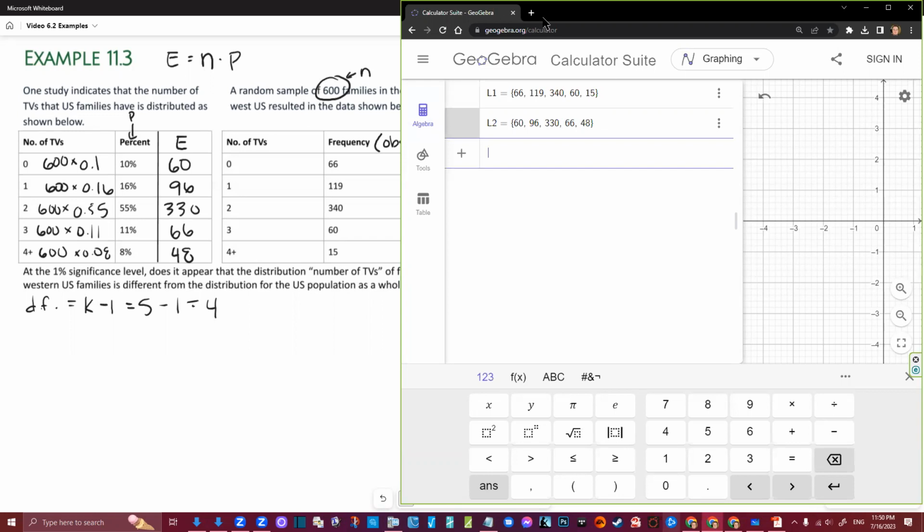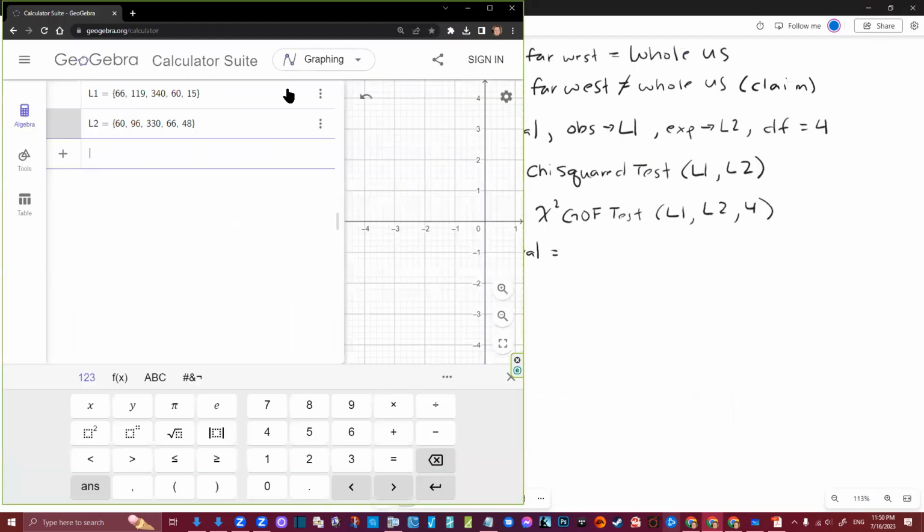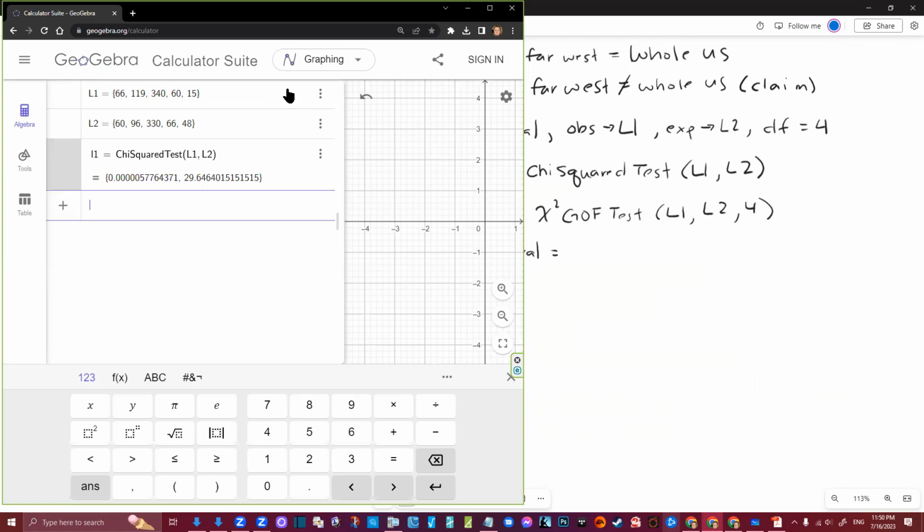And then we're going to come back over this way. And I'm looking for chi-squared test. And it needs L1, L2. And you'll notice it automatically spits out numbers once I start typing, and I get both of those lists in there. Just like last week, GeoGebra tends to do things backwards from the TI-84. So GeoGebra spits out the p-value first, and then the test statistic.